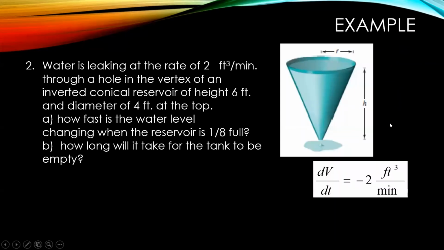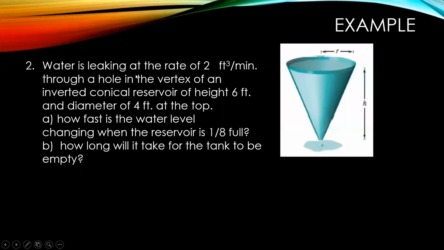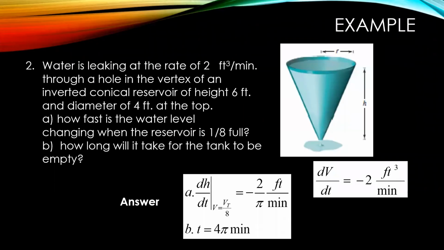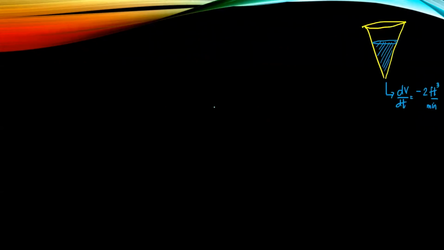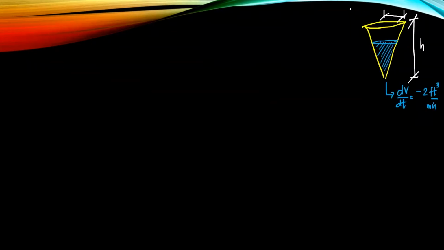Why? Earlier I showed you in the example, it's being inflated, therefore it's positive. The volume is increasing. In this case, the volume is decreasing. Okay, what else is given? Height is 6 and diameter is 4 when full. The height is 6. If the diameter is 4, I can say here that the radius is 2. 6 feet and 2 feet.